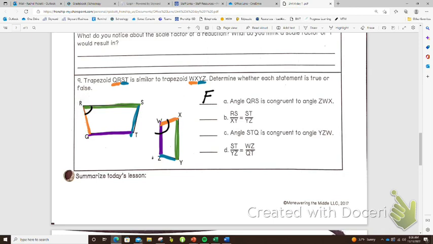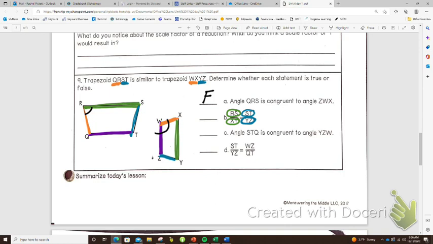The next statement says we have a proportion, so we're going to look here. We have RS. I'm going to color that green, because that line was green. And then XY is green. And then ST was blue. And YZ was blue. So we at least are comparing our corresponding sides.